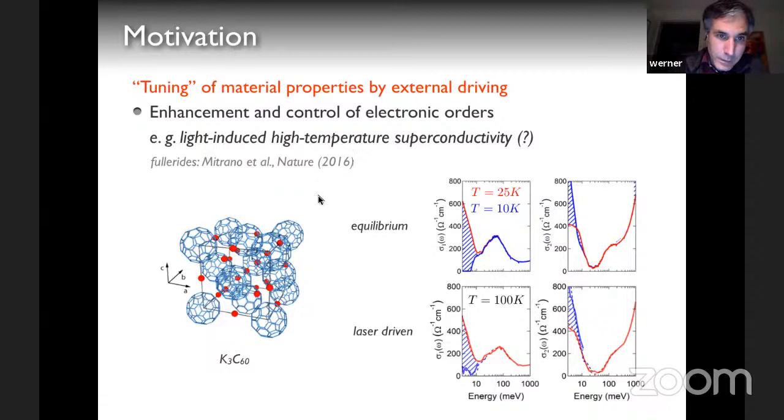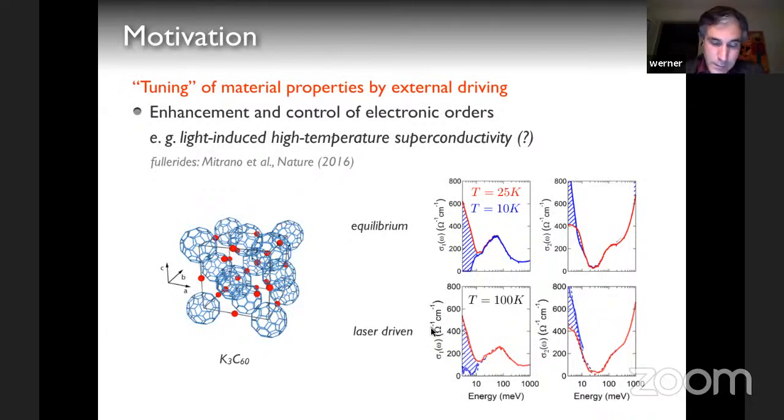Here is an experiment from Mitrano and co-workers in the group of Andrea Cavalleri at that time, which was performed on the fulleride superconductor K3C60. This material goes superconducting in equilibrium around 20 Kelvin. The top panels here show how the optical conductivity changes in equilibrium if we go from above Tc to below Tc. In the real part of the conductivity, a gap is opening, and in the imaginary part, a 1 over omega type divergence appears.